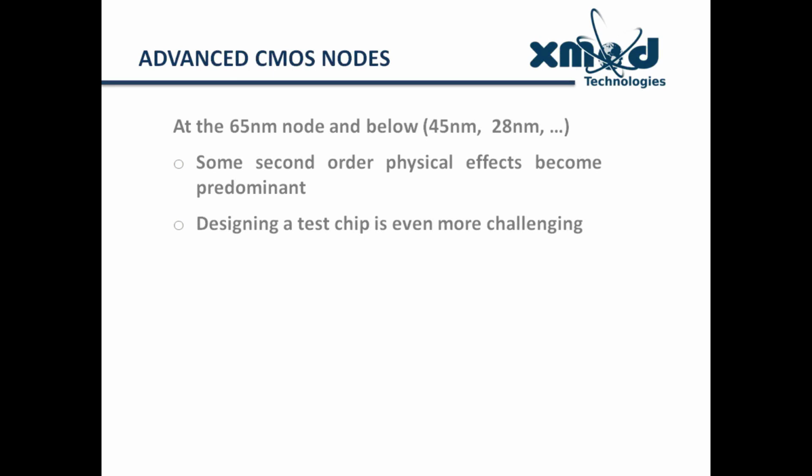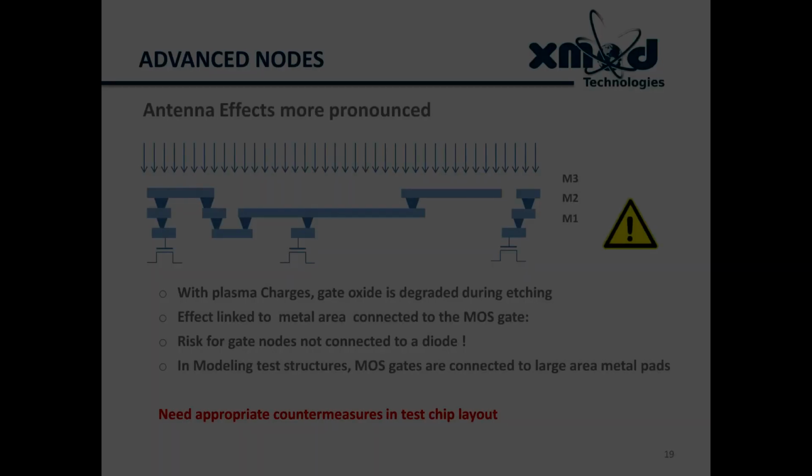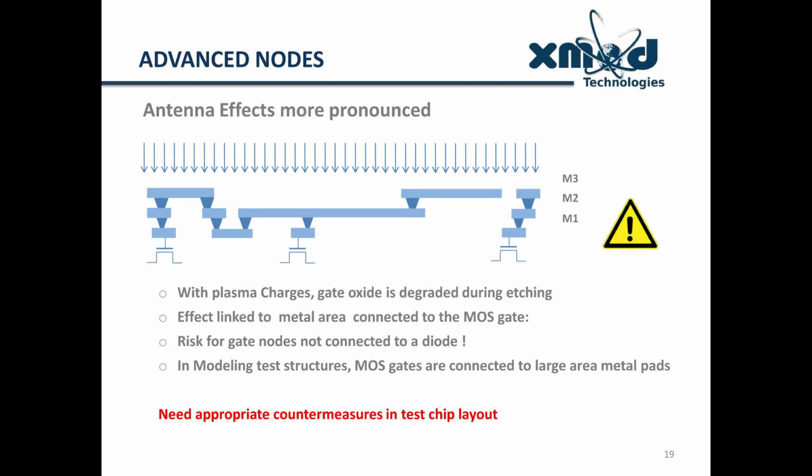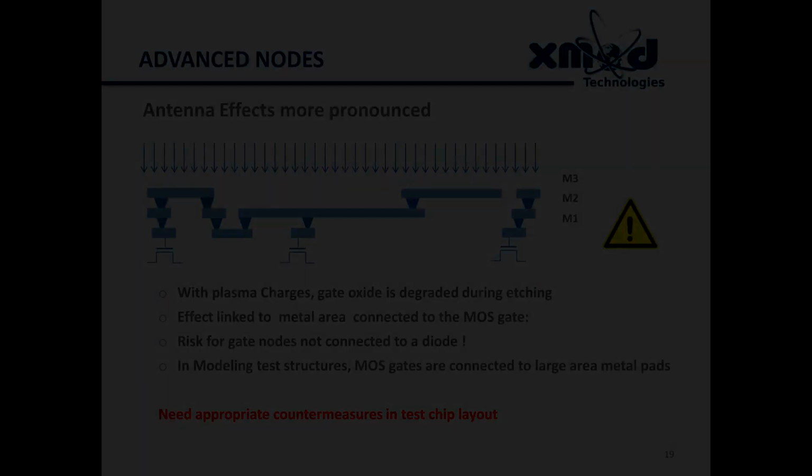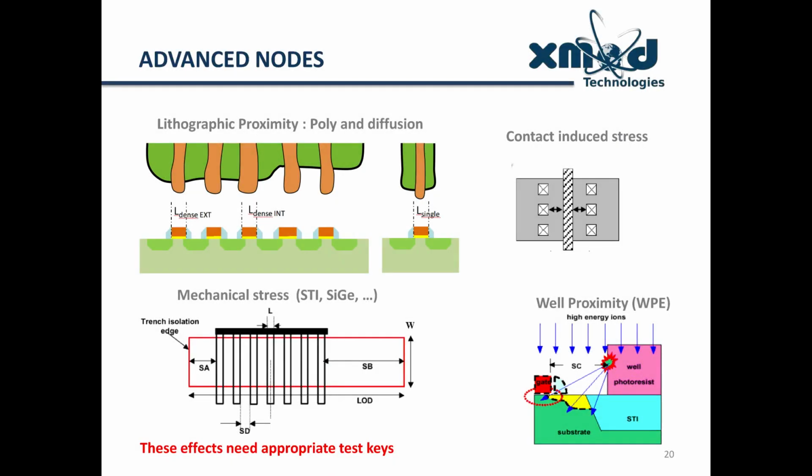When designing test chips for advanced nodes, there are some specific effects which need to be taken into account. The first of which is the antenna effect of plasma etching issues. With plasma charges during etching of the metal layers, the gate oxide is degraded during etching. The effect is linked to the metal area connected to the MOS gate, so there is a risk for the gate nodes which are not connected to a diode. In modeling test structures, MOS gates are connected to large area metal pads, so we need appropriate countermeasures in the test chip layout.